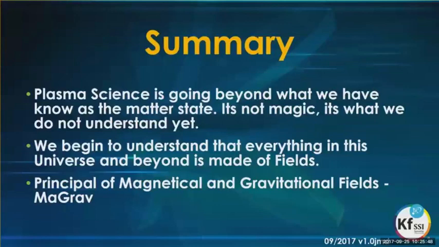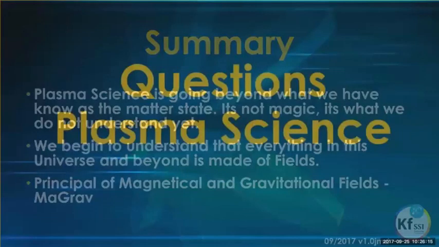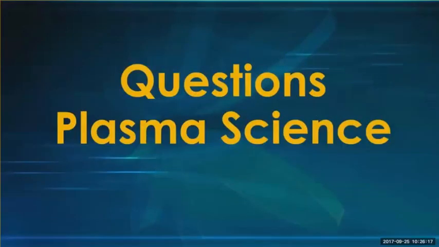And we begin to understand that everything in this universe and beyond is made of magnetic fields. So that is an important point to remember, that even the matter that you're looking at is all made of fields. And if you understand that, then you understand the principle of where we're getting the magnetical and gravitational fields. So those were the two basic concepts we wanted to get across for this introduction to plasma science: that everything comes down to the fields, and it's how these fields interact with each other that we see today around us.